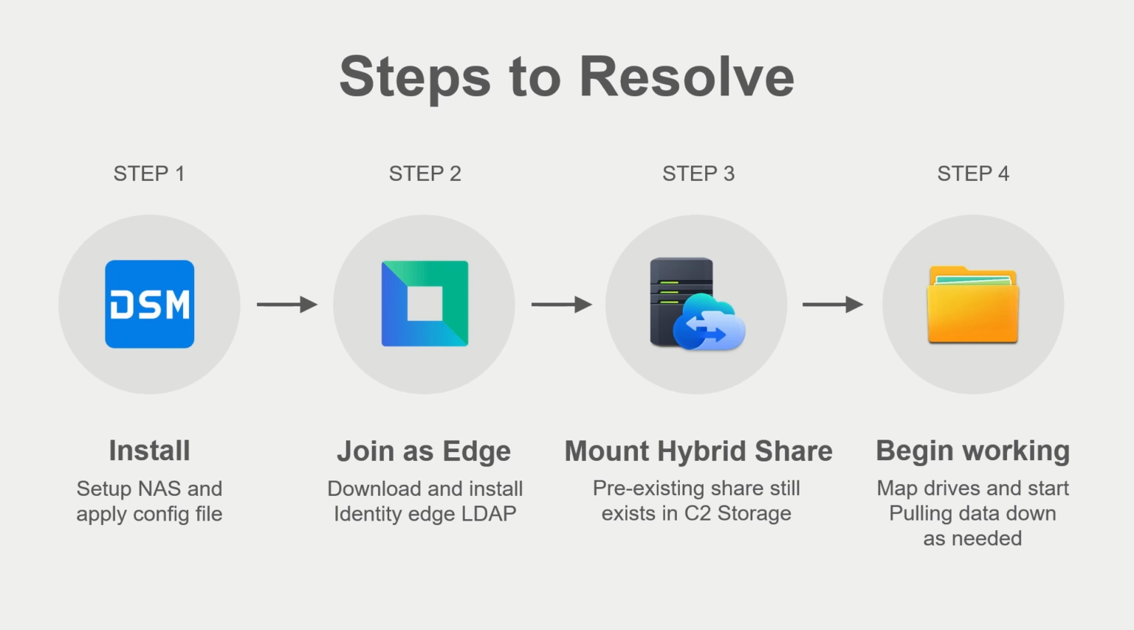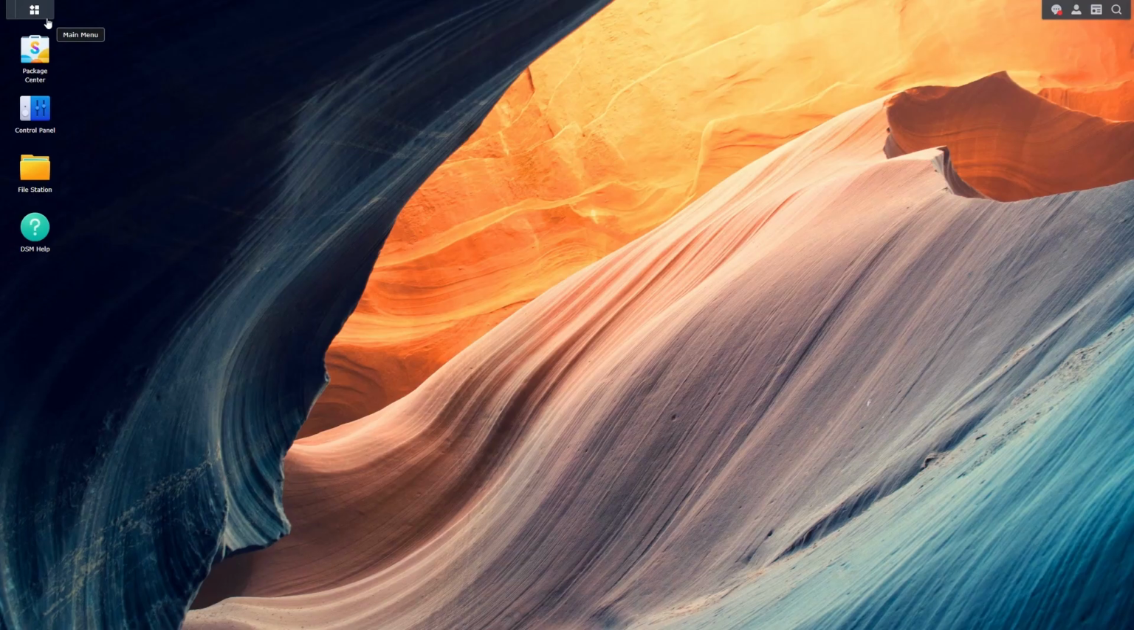What's great about this whole restore is it's not a full bare metal restore. What you're really just doing is joining the domain and mounting the Hybrid Share folder, and then you can pull down data that is needed, whereas a bare metal restore, the time that it takes will depend on how large that data is. Here we are on our brand new Synology NAS.